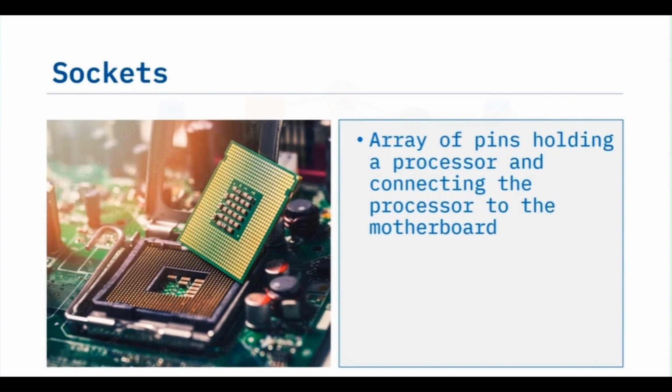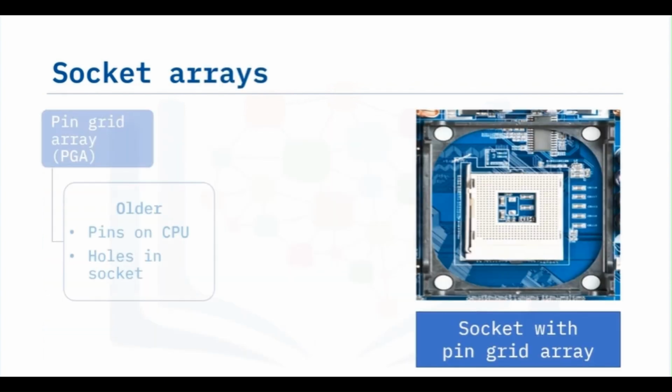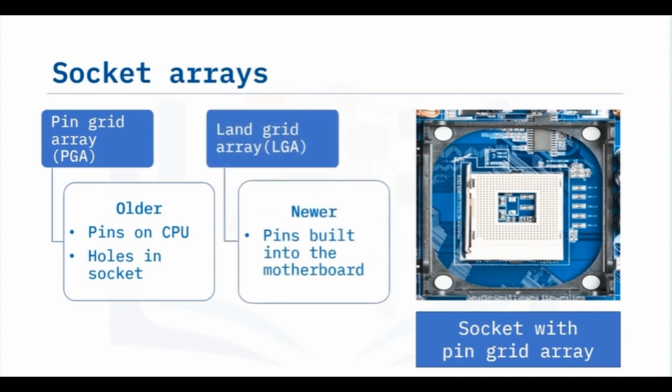Now, a socket is the array of pins and the securing mechanism that hold a processor in place and connect the processor to the motherboard. Socket pin connections differ depending on which generation of CPU your motherboard supports. Older sockets use a pin grid array, or PGA, that uses short, stiff pins on the CPU that align with the holes on the socket. When installing a CPU, do not force the CPU into the socket. If the CPU and socket are correctly matched, the CPU should fit. Newer motherboard sockets, called land grid arrays, or LGAs, have built-in pins and the CPUs have contact points on them.